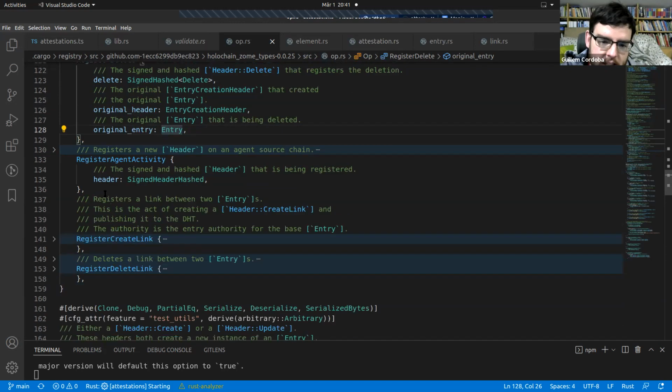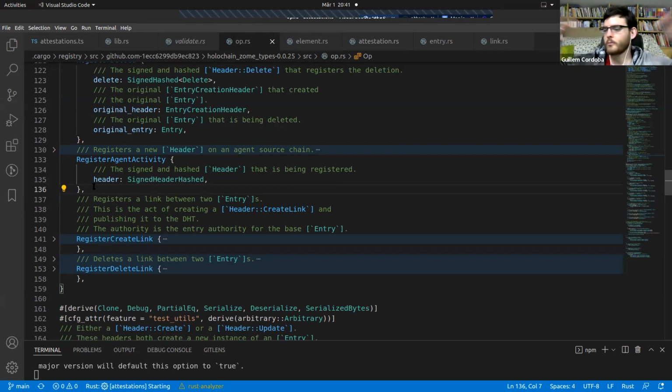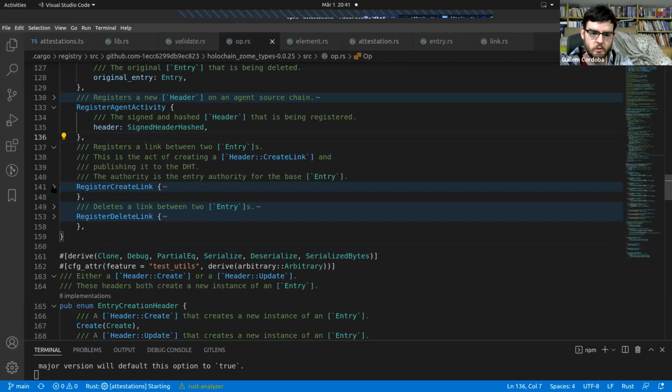In RegisterAgentActivity, here is where you would validate that this new activity for this agent, which is a new header, is coherent with all the other elements that agent has committed. So in mutual create transactions, in what we were talking about before, in chess moves and things like that, where you have to take into account the full chain or parts of an agent's chain, that's where you would do it.